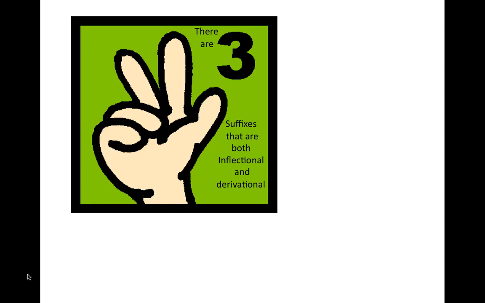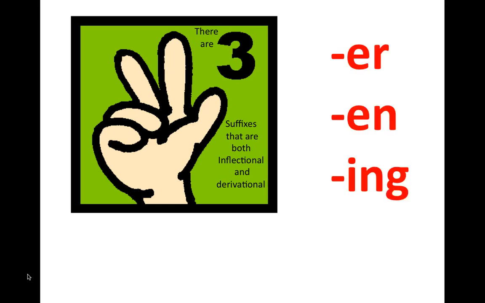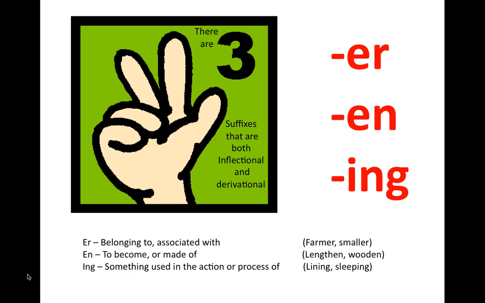Here's a fun fact. There are 3 suffixes that can act either as an inflectional suffix or a derivational suffix. The 3 suffixes are er, en, and ing. Here are some examples of how each of these suffixes can be used in either way. Sometimes they change the form of the word, which changes the word's meaning, but sometimes they don't change the word's meaning at all.